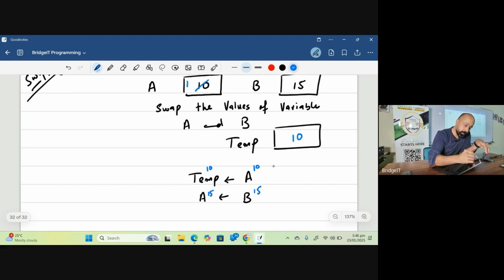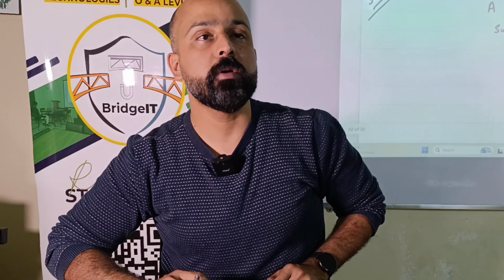This will be updated. What will be the third instruction? B equals temp. The value that you have saved in the variable temp, that was 10, will be copied to B. So inside temp we have 10. It will be copied to B. So B will be updated to 10. Values have been swapped.